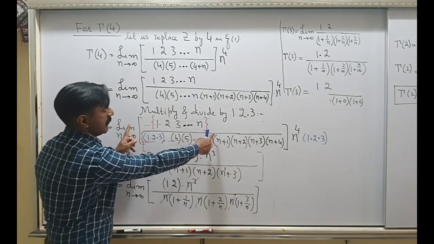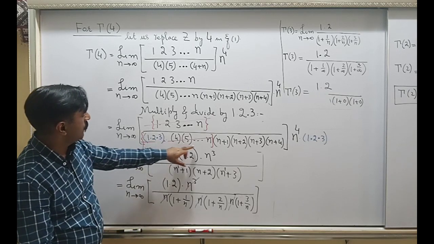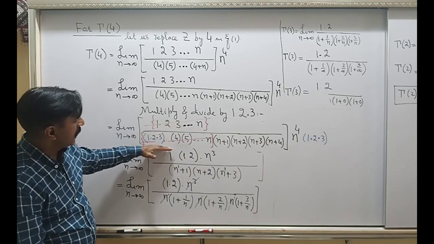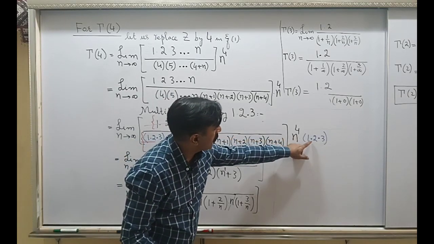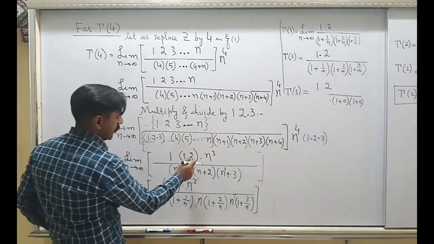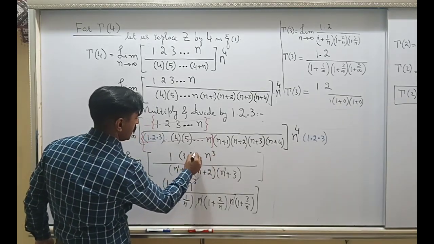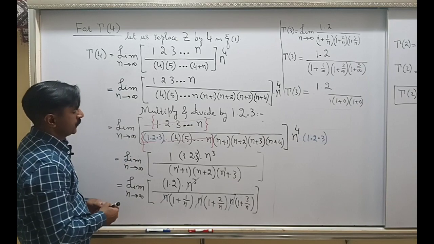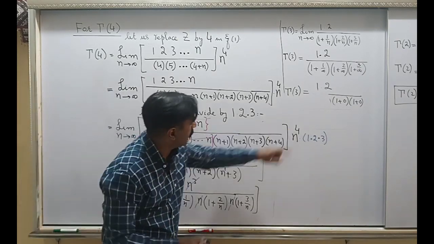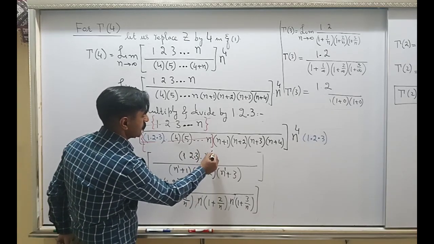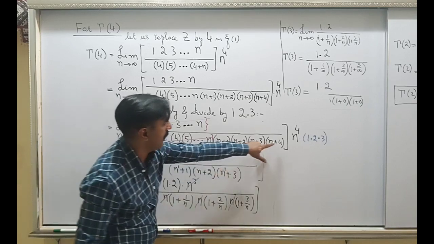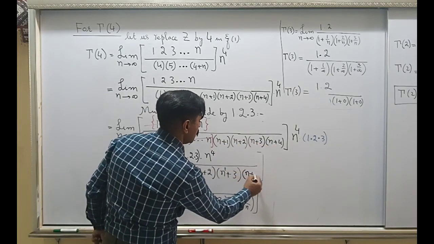Now look within the red brackets again. 1, 2, 3, 4, so on to n. 1, 2, 3, so on to n. These two will cancel, and you will be left with 1, 2, 3 in the numerator. This one is unnecessary. You should not write it. And multiplied with n to the power 4. And in the denominator, n plus 1, n plus 2, n plus 3, and n plus 4.